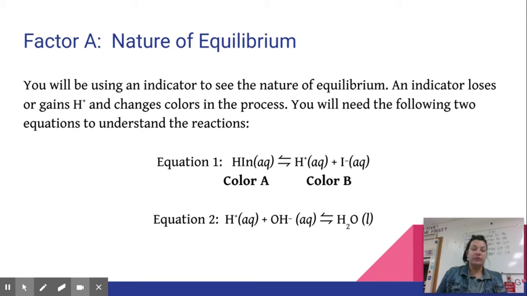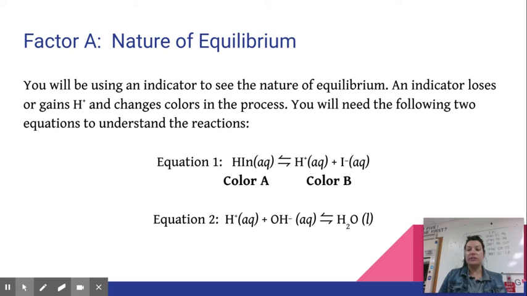So what we're going to be doing is using an indicator, and if you remember, an indicator is what we use to tell us whether something is acidic or basic. So it changes color based off of how many hydrogen atoms are present, or hydronium, however you want to look at that. So an indicator loses or gains an H plus and changes color in the process.